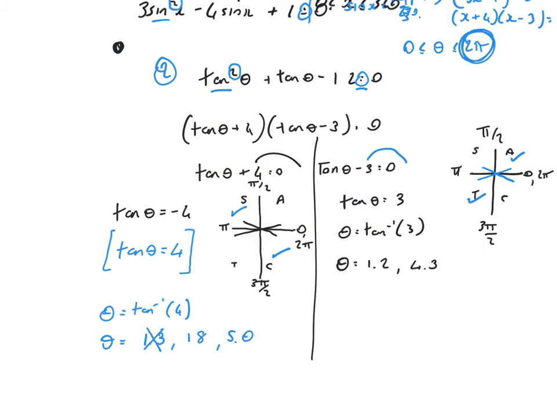Okay, final move is I'm just going to put everything in numerical order then. So it's going to be 1.2, 1.8, 4.3 and 5.0 radians. Final answer.